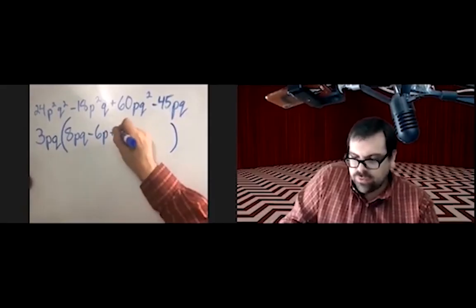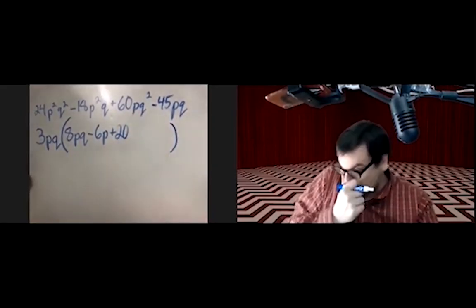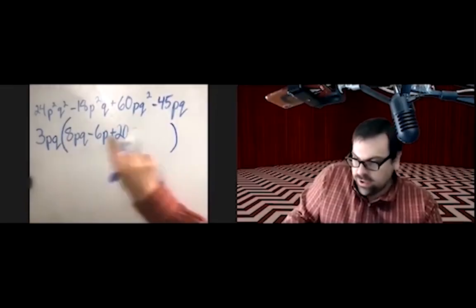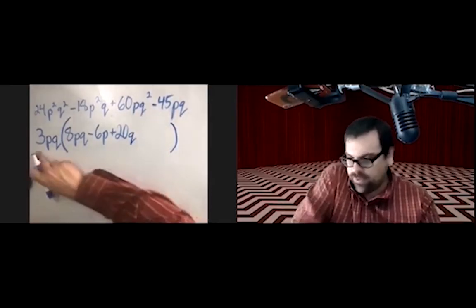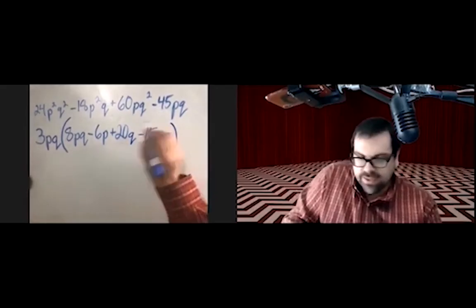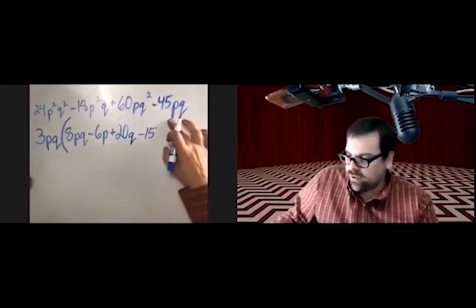3 times positive 20 is positive 60. P times, we already have all of our p's. Q times q is q squared. 3 times negative 15 is negative 45. We already have our p's. We already have our q's.